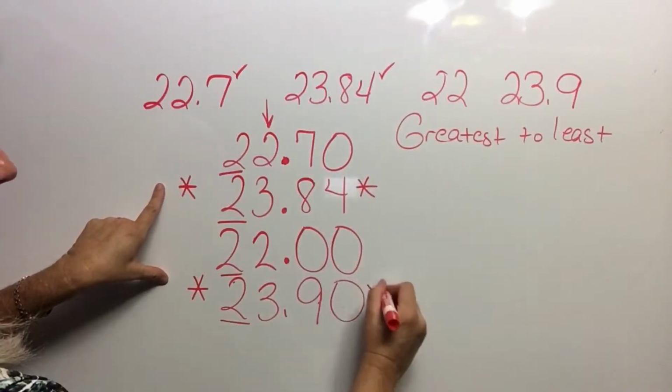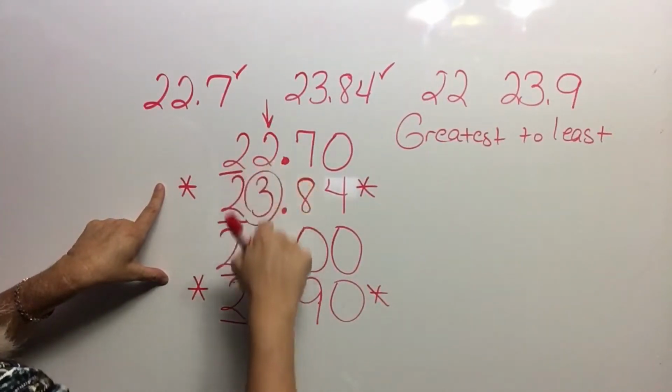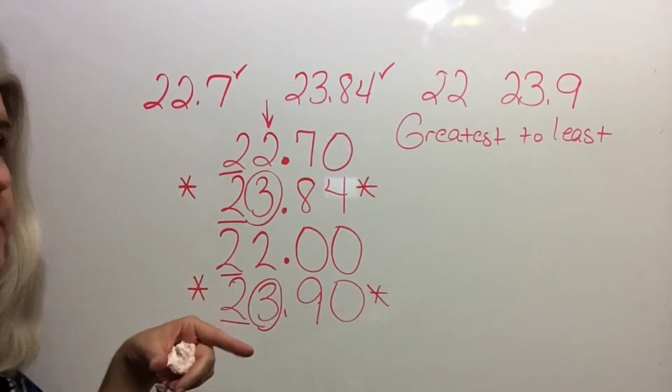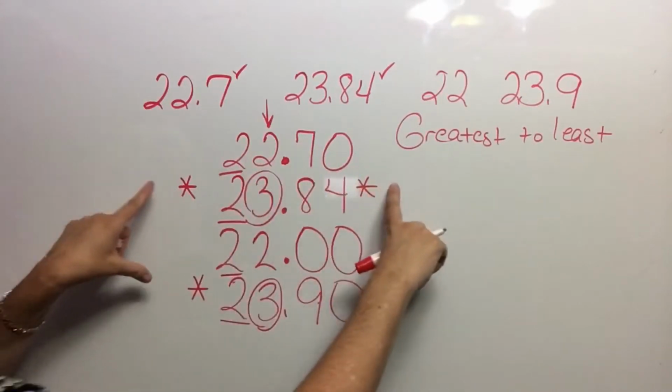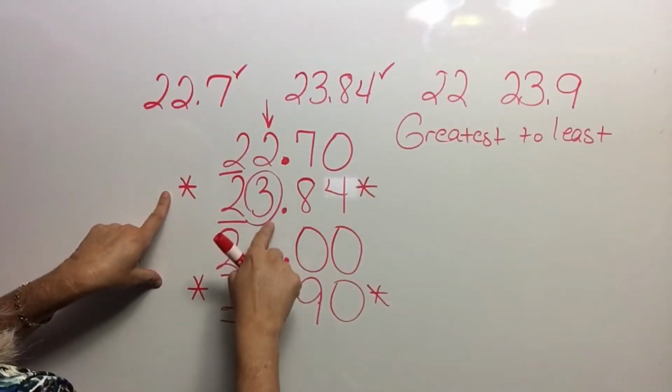Because why again? Because they have a 3 sitting here, and 3 is larger than these 2's. You could get some colored pencils, circle them, keep them separated if you need to. So now this one has a 3.